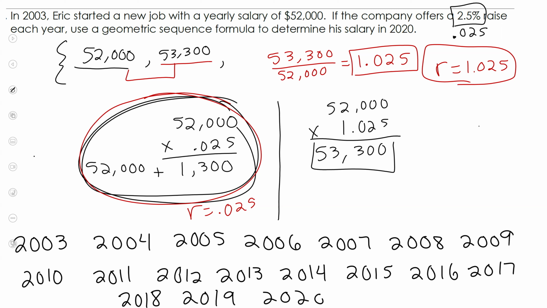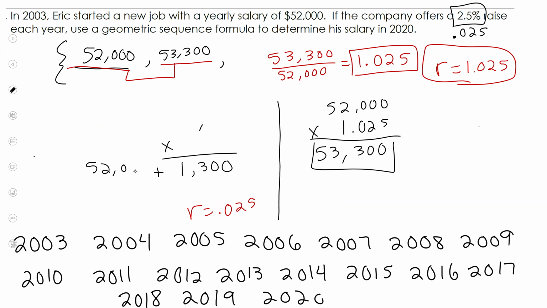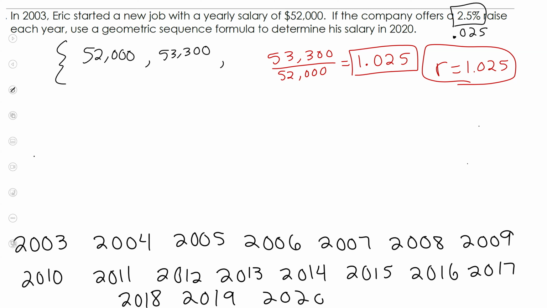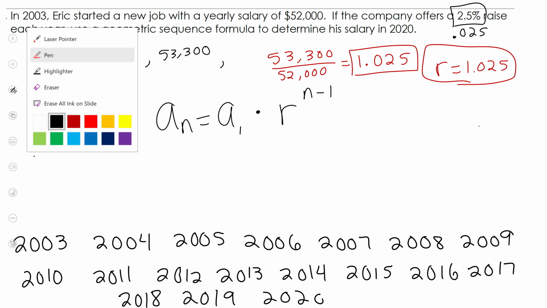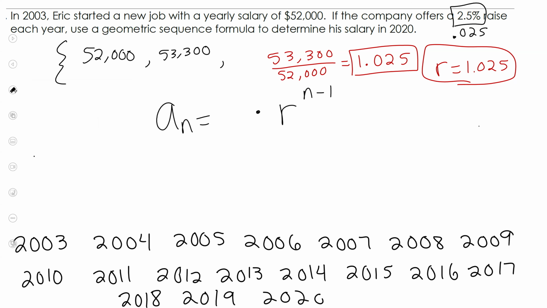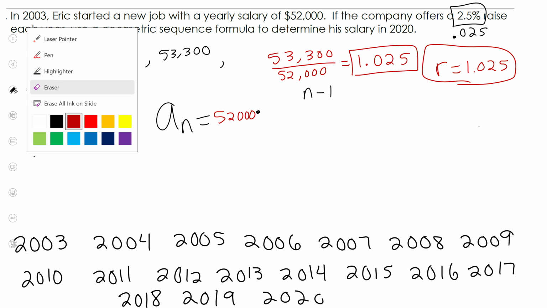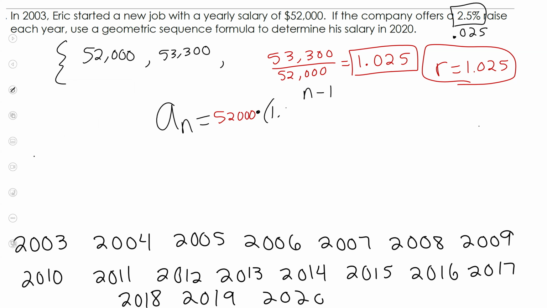All right, so now that we know the ratio, we know the first term, we can figure out our formula. So I'm going to erase this. Okay, our formula is A of n equals your first term times the ratio to the power of n minus 1. So my first term I know is 52,000. That's how much he started out with. The ratio we just figured out was 1.025. Now let's read the problem.